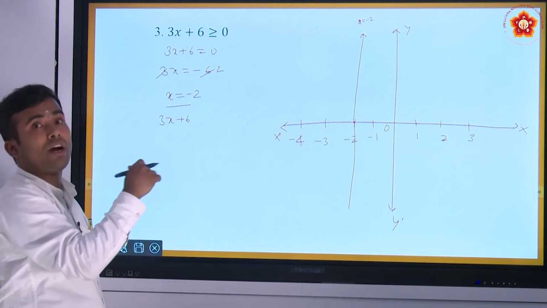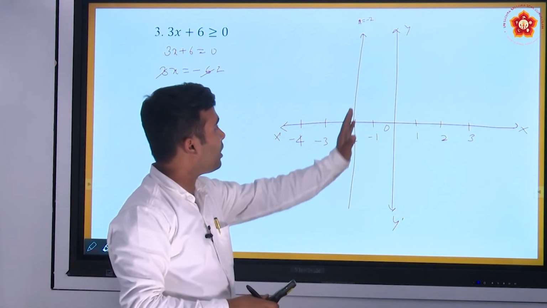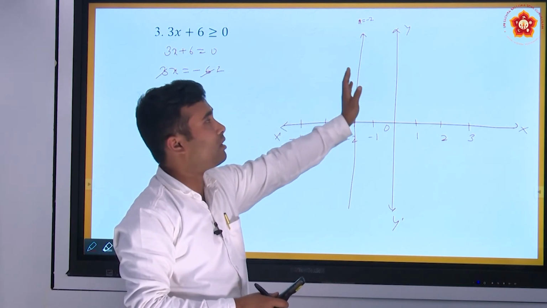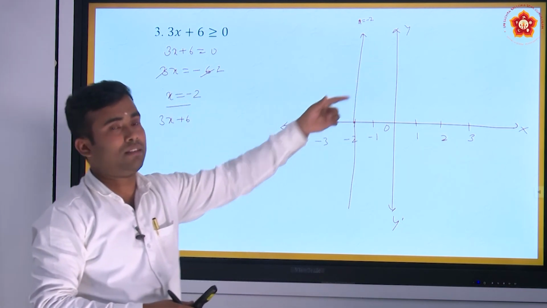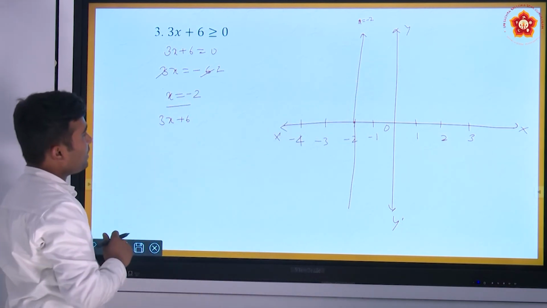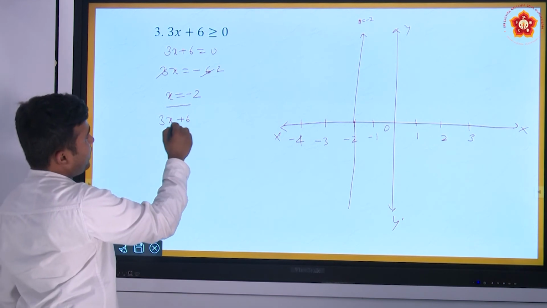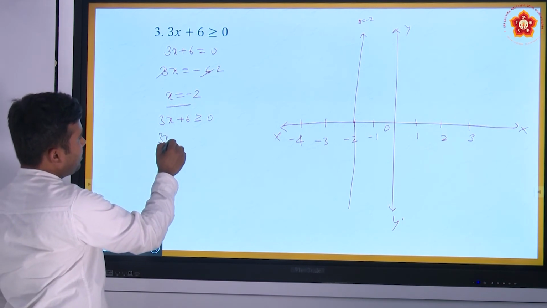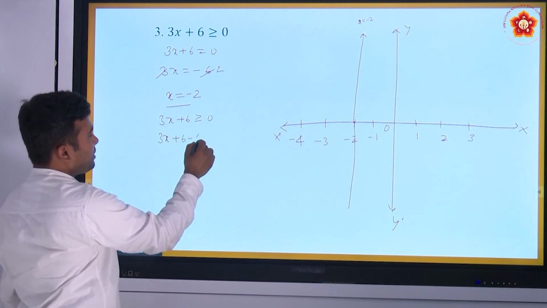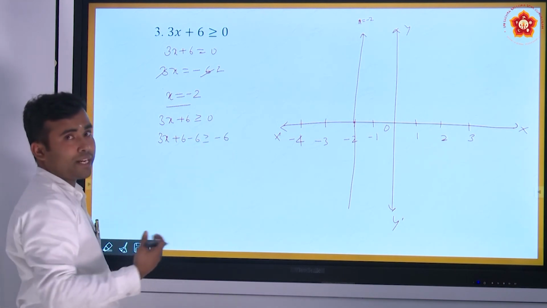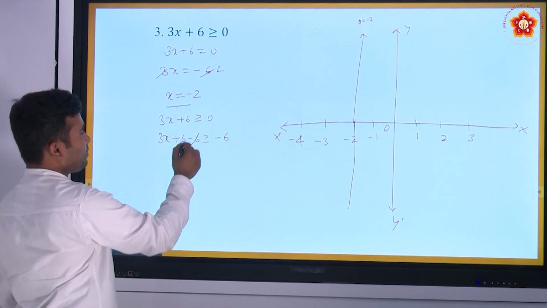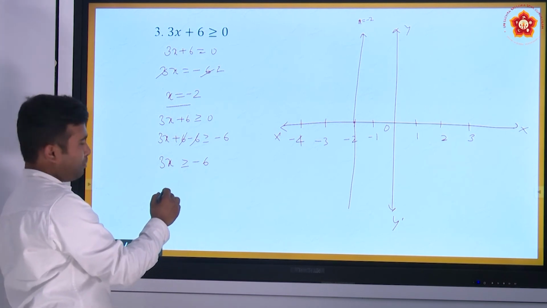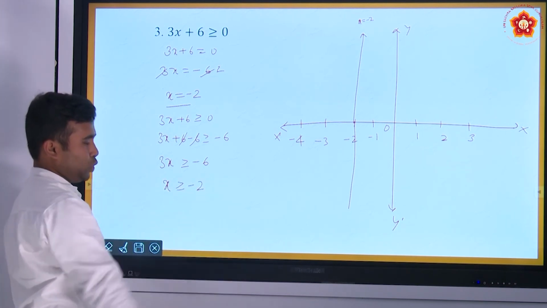Why I am solving that is I need to check whether the solution region is to the left of x equal to minus 2 or to the right of x equal to minus 2. For that I am going to consider the given inequation, that is 3x plus 6 which is greater than or equal to 0. So this will be 3x plus 6 minus 6 is greater than or equal to minus 6. On both sides I am adding minus 6. So this and this will get cancelled. We are left with 3x which is greater than or equal to minus 6. So you divide by 3 on both sides, it will be x is greater than or equal to minus 2.